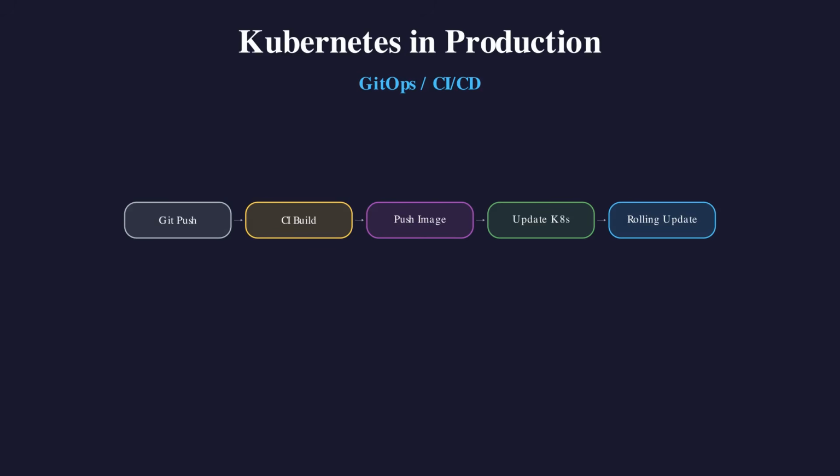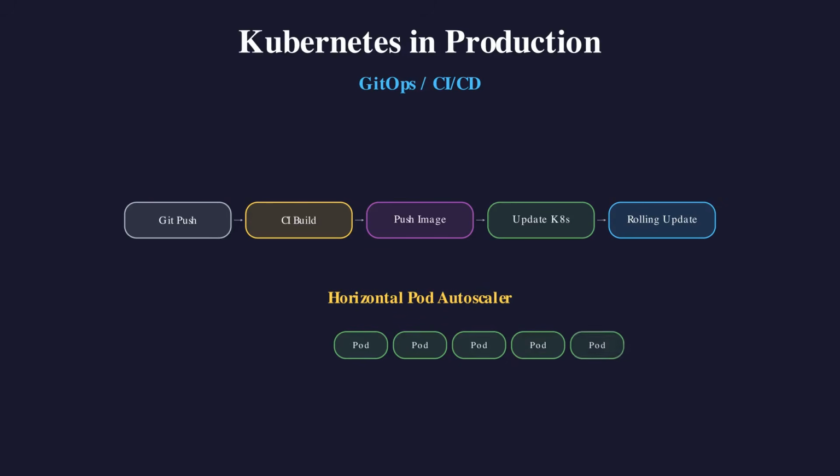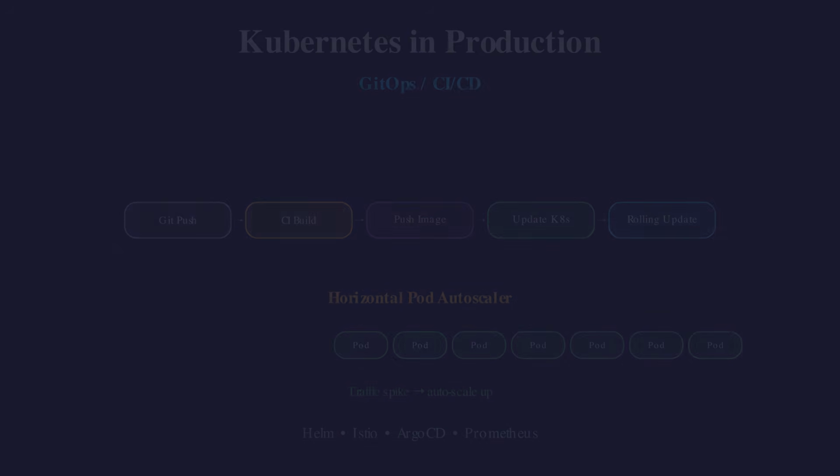For observability, teams deploy monitoring stacks like Prometheus and Grafana inside the cluster to track metrics. They use the horizontal pod autoscaler to automatically scale services based on CPU usage or custom metrics. During a traffic spike, Kubernetes adds more pods. When traffic drops, it removes them. Companies like Spotify, Airbnb, and the New York Times run their production workloads on Kubernetes. The ecosystem around it, Helm for package management, Istio for service mesh, Argo CD for GitOps, makes it incredibly powerful for building cloud-native applications.